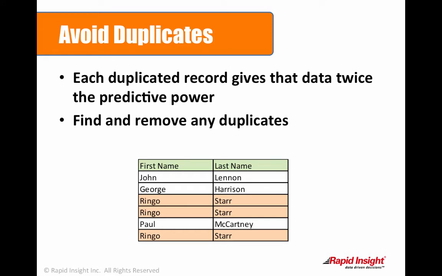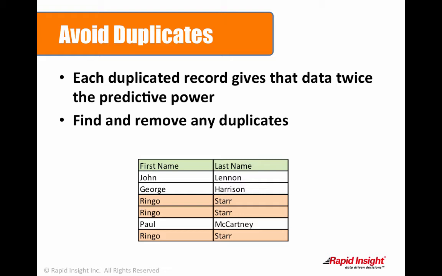Additionally, we'll want to avoid duplicates. So you'll want to dedupe your data set. Any duplicated record that you have gives that data twice the predictive power. So that record appearing more than once in your data set can really impact the model.